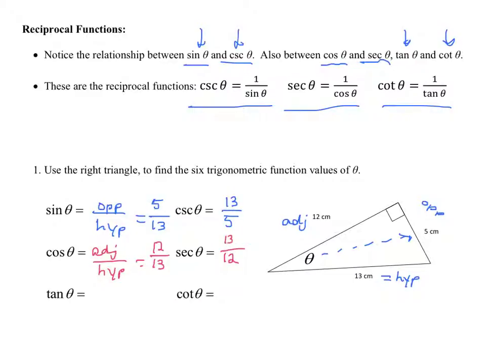Now, tangent, we'll do that one in black, is opposite over adjacent, isn't it? So opposite is 5, adjacent is 12, and I get the cotangent, which is 12 over 5. So now I've identified the first 6 trigonometric values of theta.